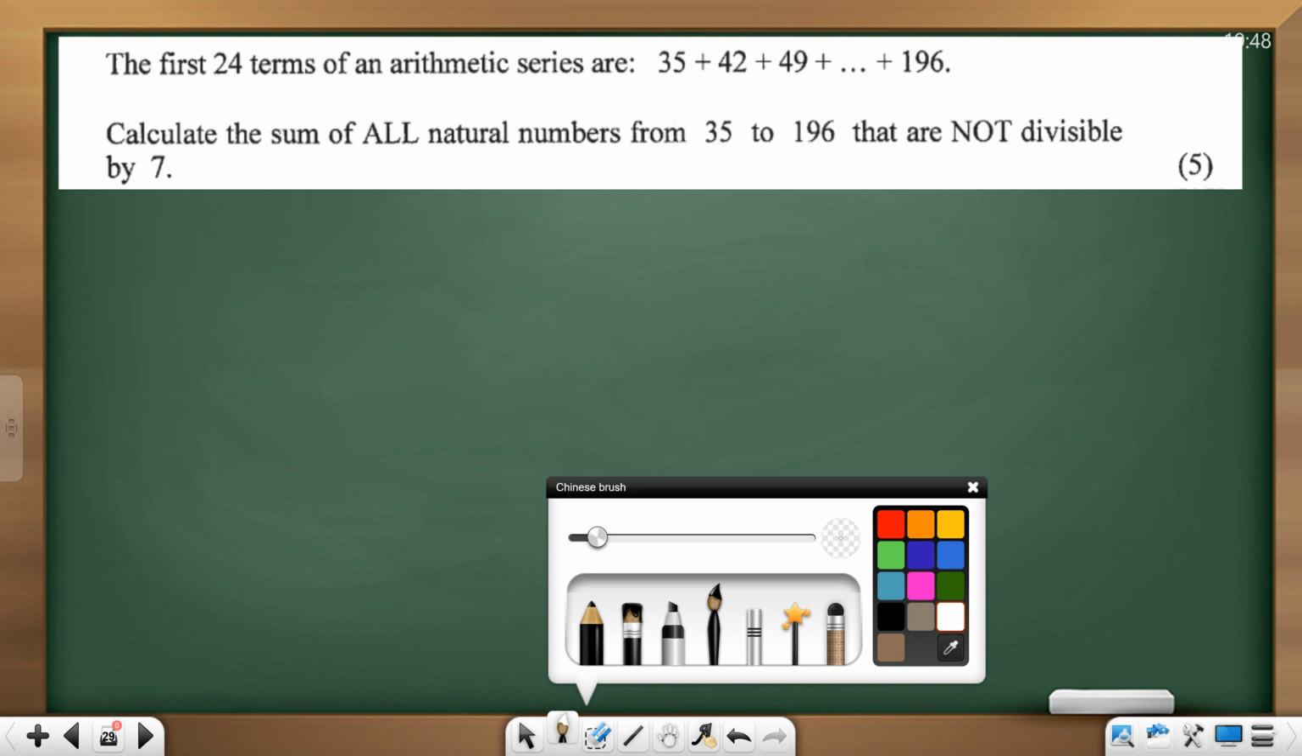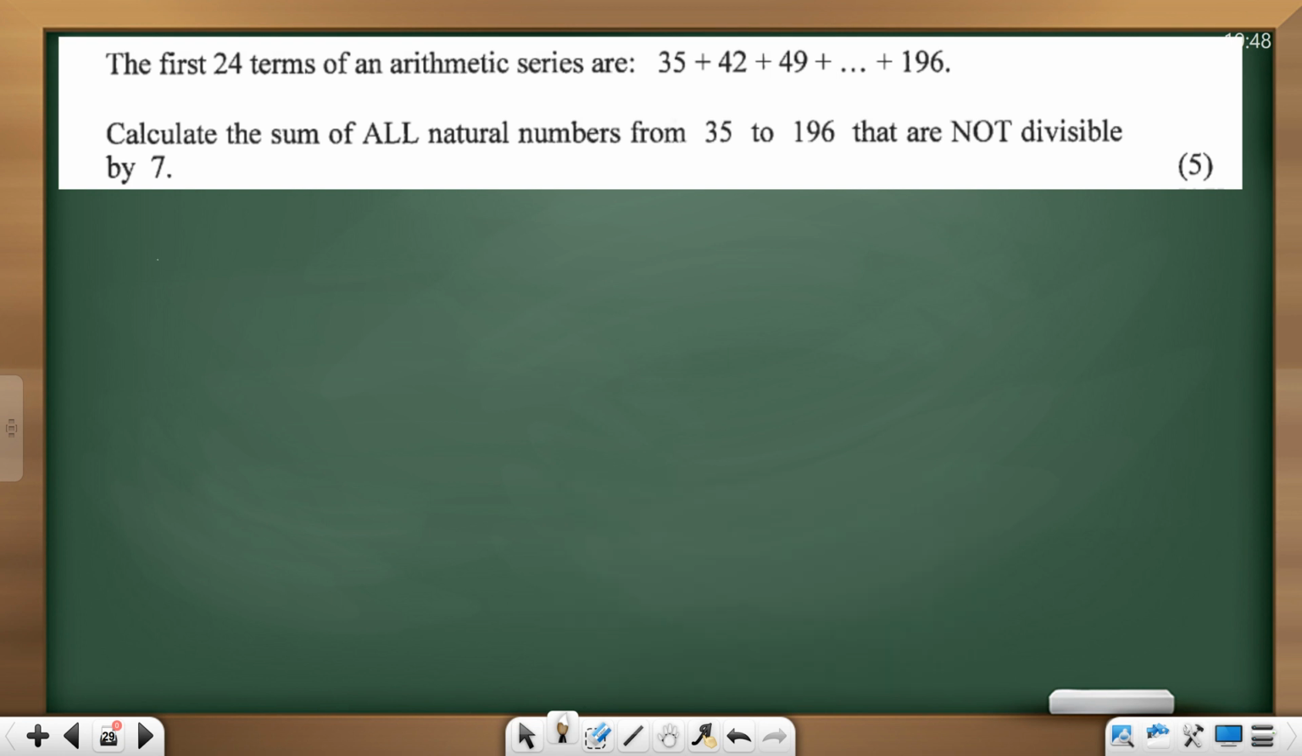Let me break it down using simple numbers for you. Check this. If I have 1, 2, 3, 4, 5, let's work with 6, 7, 8, 9, and 10. What are the numbers divisible by 5? Numbers divisible by 5 are 5 and 10. That's 15.